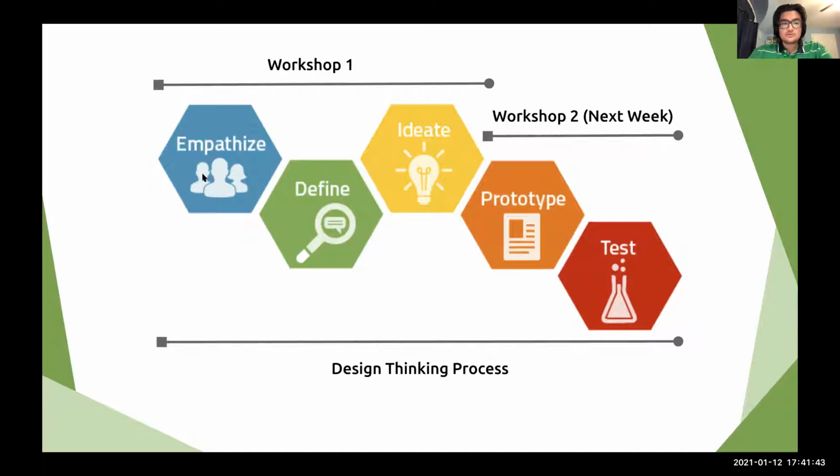Now, in today's workshop, we're going to be covering the empathizing, defining, and ideating portion. And in the workshop next week, that's going to be run by our friend Timur, it's going to be focusing on prototyping and testing.